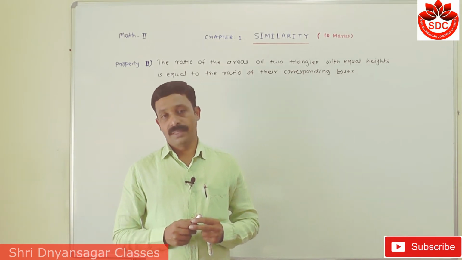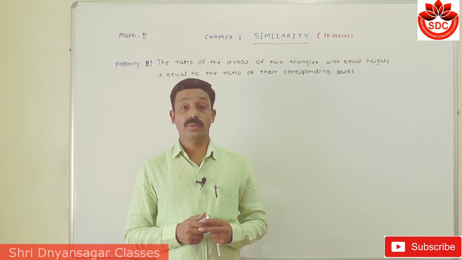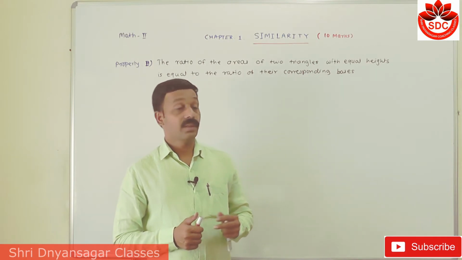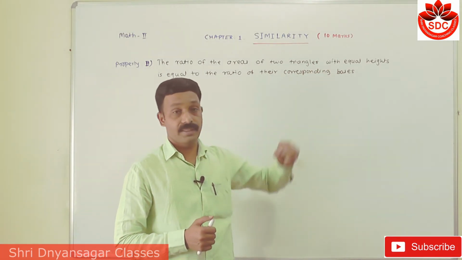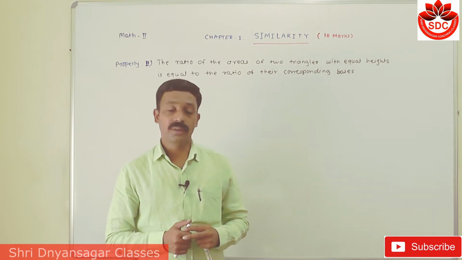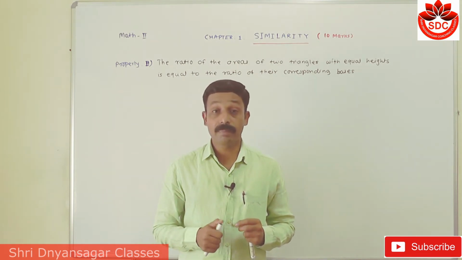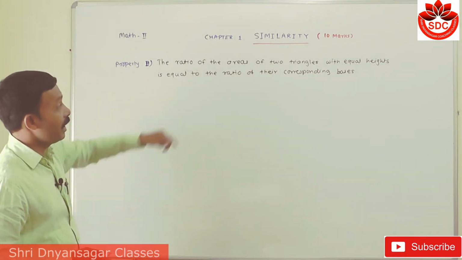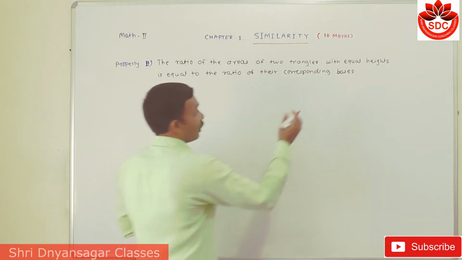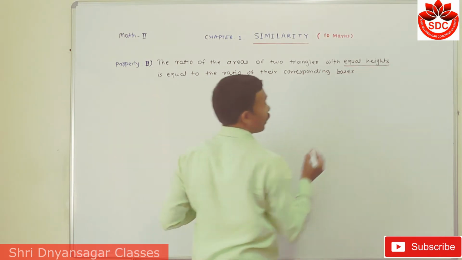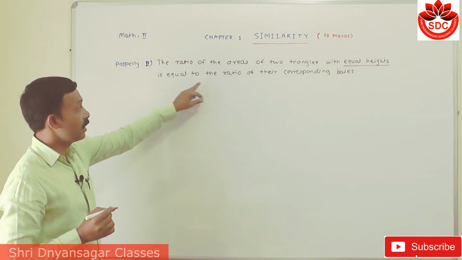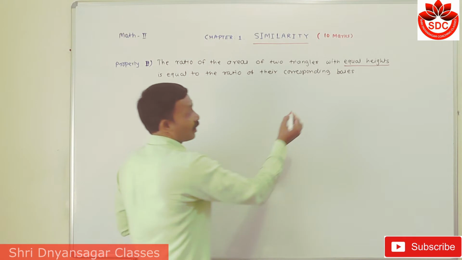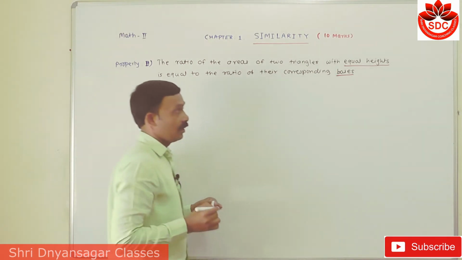Now, this property is: the ratio of areas of two triangles with equal heights is equal to the ratio of their corresponding bases. Again, I have taken this property: the ratio of areas of two triangles with equal heights is equal to the ratio of their corresponding bases.